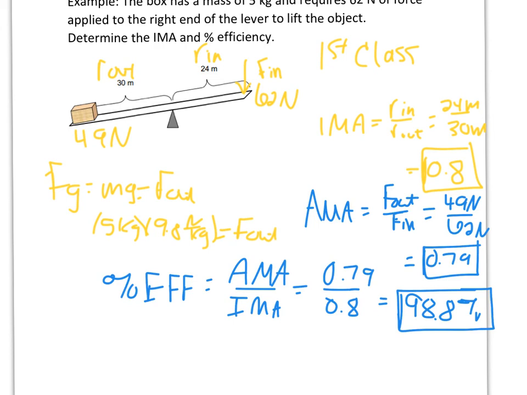So with levers, it depends again on where the fulcrum is, where the object is, and where the input force is, for what your IMA should be. For the IMA, you can use the radii, but don't get confused. Radius is not the actual distance over which the force is exerted.